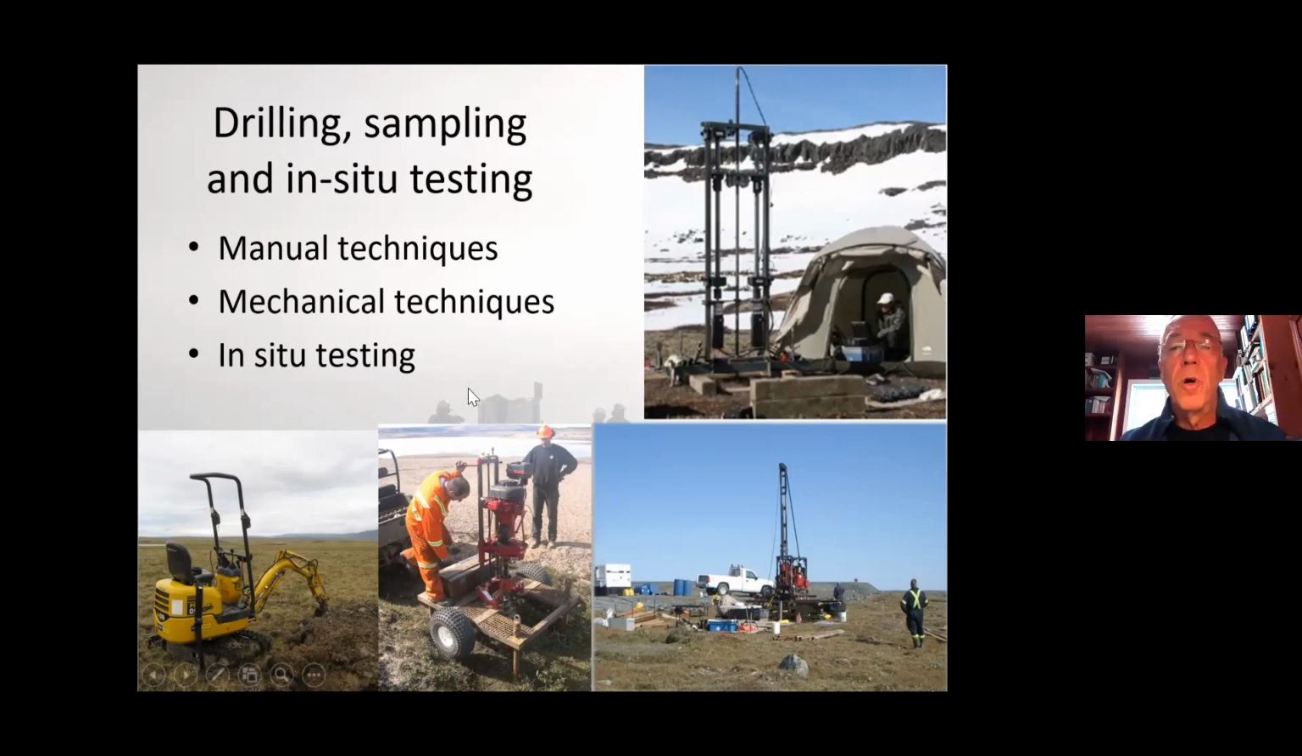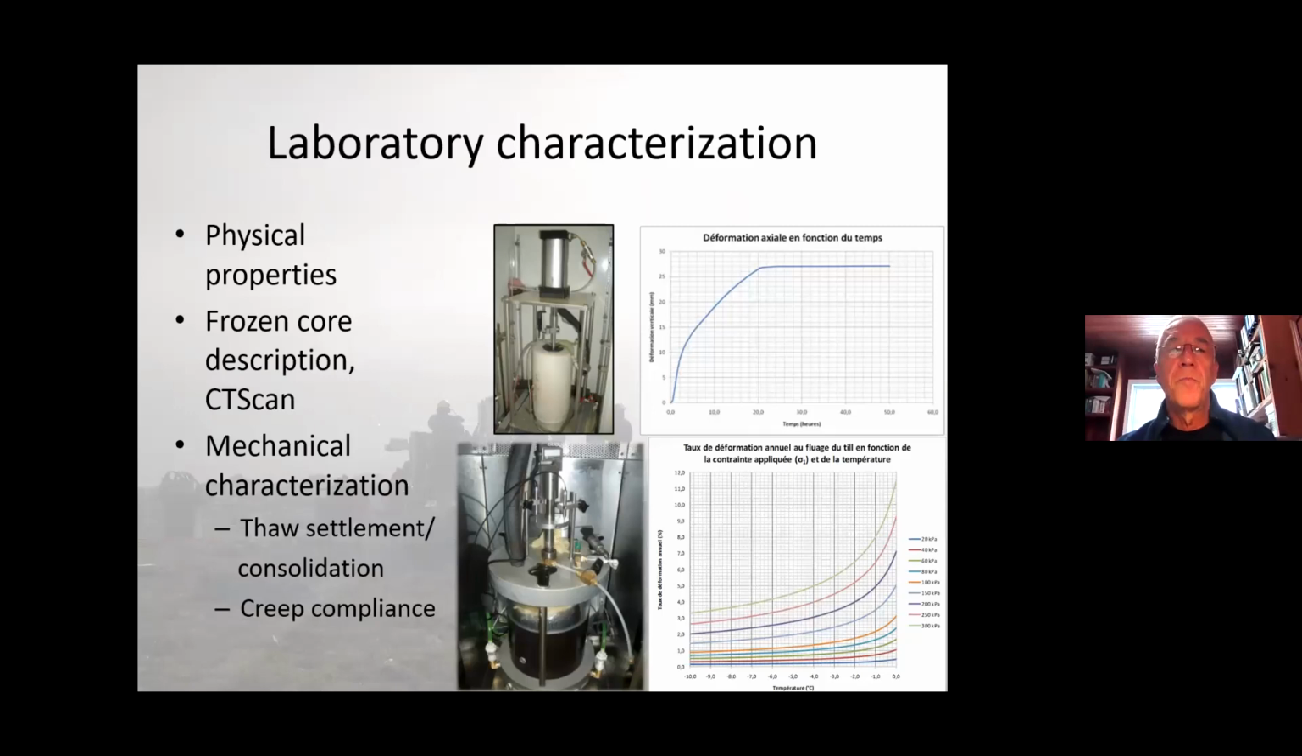There's also in-situ testing that can be done. This is an example on top right of a penetrometer, static penetrometer that's used to determine the property of permafrost in the top layers. You can also use vane testing to measure shear resistance at the bottom of the active layer. Dynamic penetrometer also gives you information. So these are all information available to help characterize permafrost.